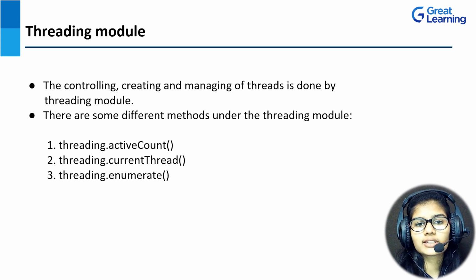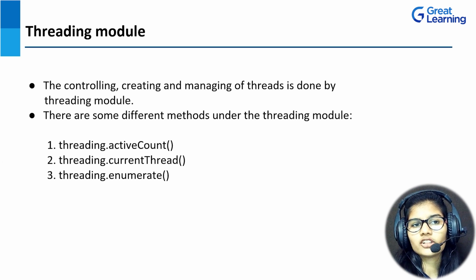Previously, before version 3.7 of Python, the thread module was used. Instead of threading, you had a module called thread. But that was before Python version 3.7. So the versions below Python 3.7 were using the thread module, but the new versions of Python that have come now only support the threading module. They do not support the thread module.